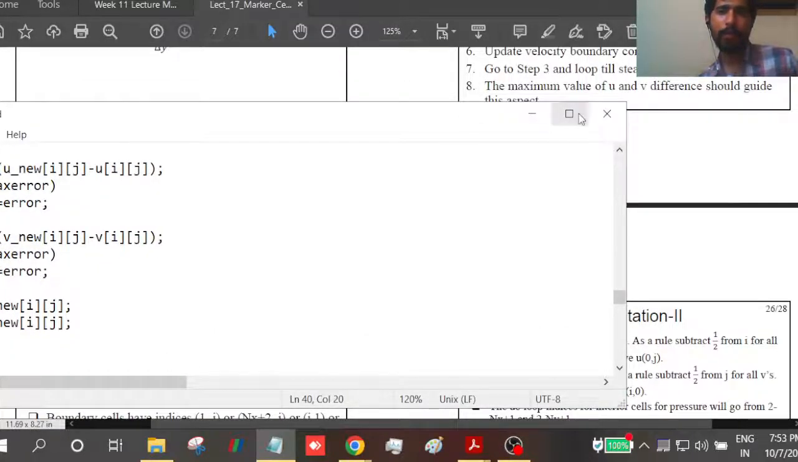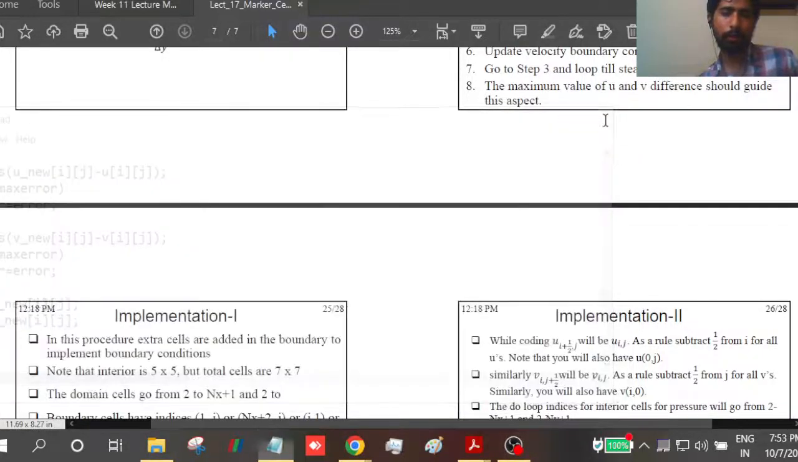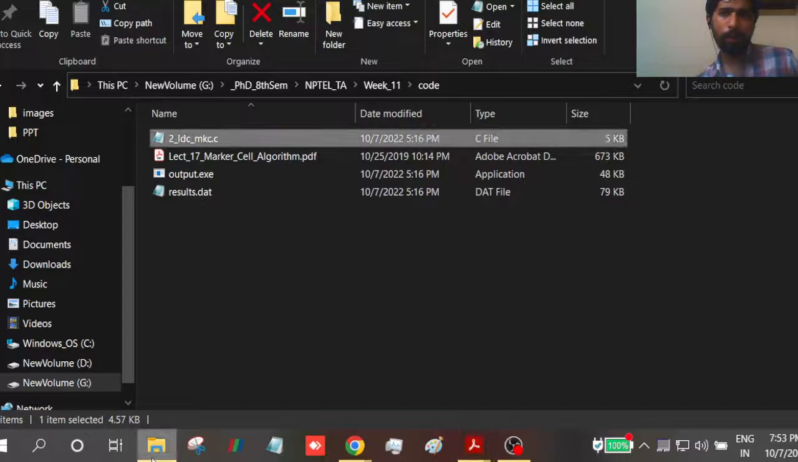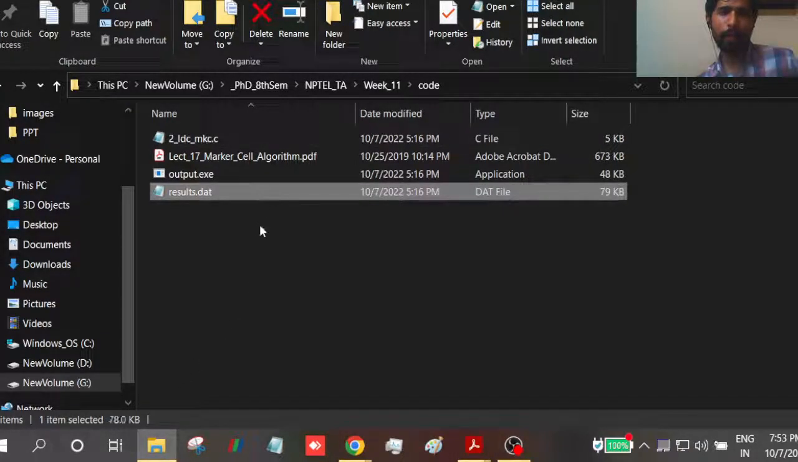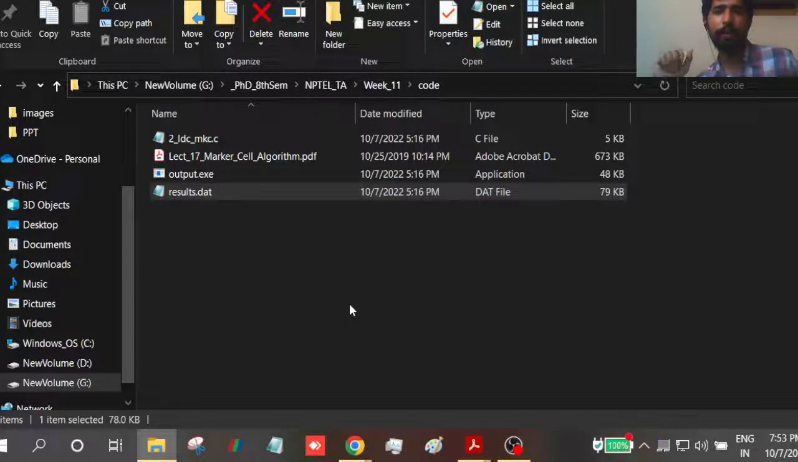Anyway, I will be attaching this code with the PPT also. You can go through it, try to run it and check. I have already run the code, and we have the results data file with us. When we run the code and reach the steady state, we write the results into the data file. How to run the code I have explained in the week 9 contents. You can go through the week 9 video lecture and see how to run this code, especially if you are using the Windows operating system.